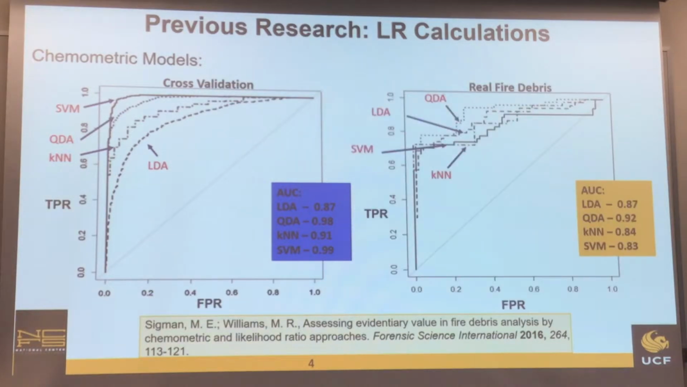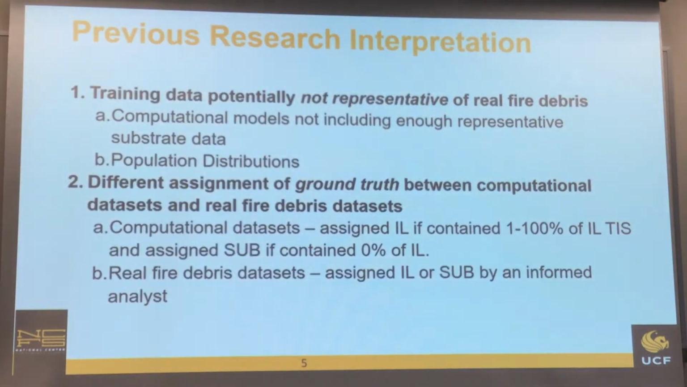However, when these same chemometric models were utilized to evaluate real fire debris, overall, their area under the curves significantly decreased. Now, there are possibly two main reasons for the decrease in classifier performance when evaluating the real fire debris. The first is that the trained data might not have been representative of the real fire debris. With that being said, either there was not enough substrate data in those computational models, or there was not enough exploration in the differing of those ASTM ignitable liquid classifications.